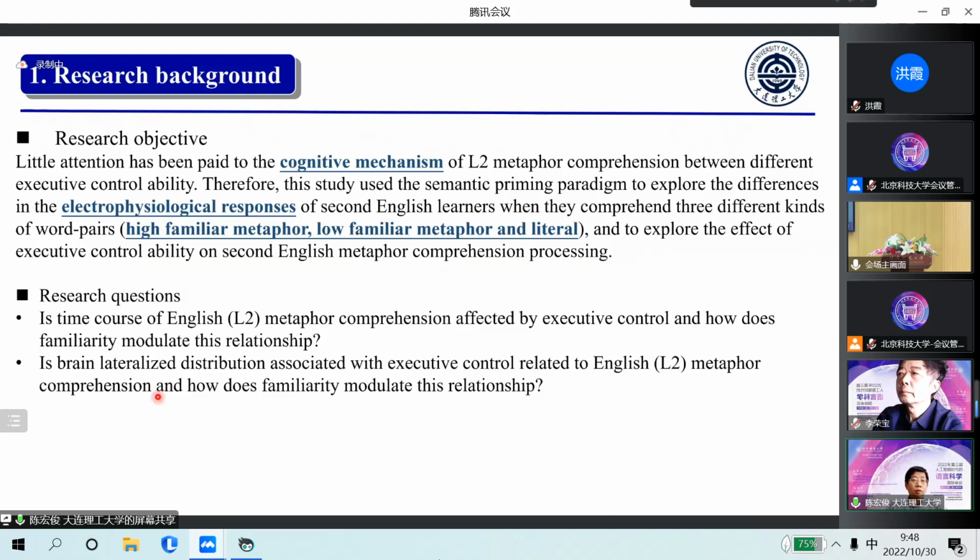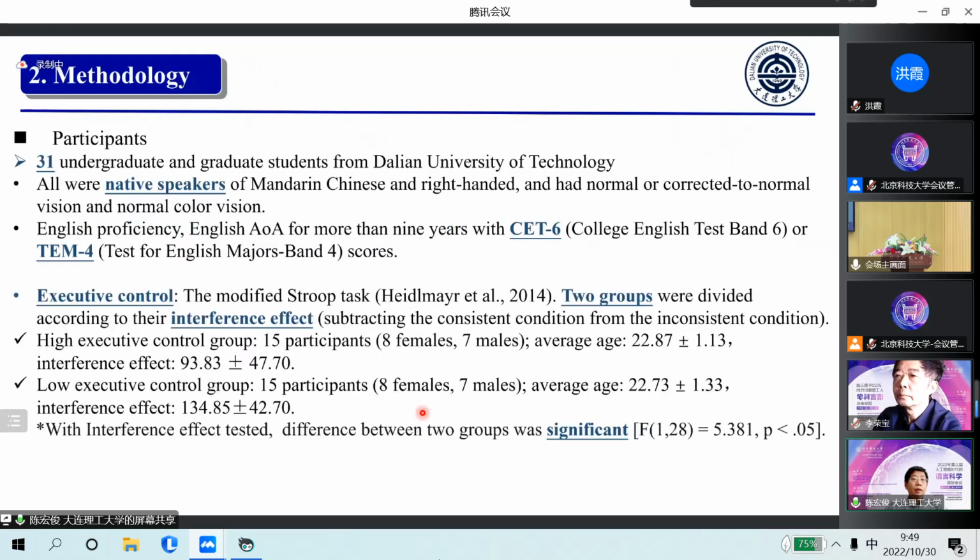These are the research questions. There are two research questions. One has to do with the time course. The other one is about the lateralization, and to see the joint influence of familiarity. But our point is to use the ERP to see the difference.